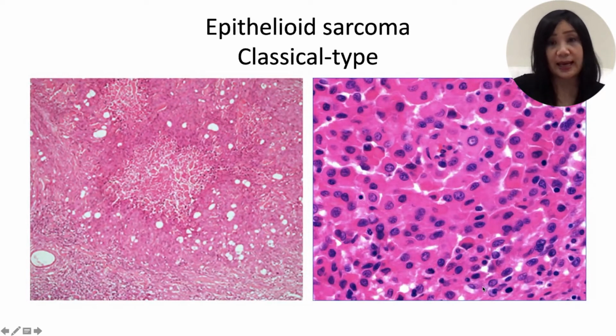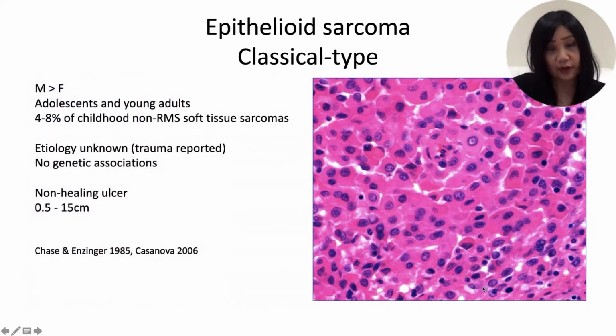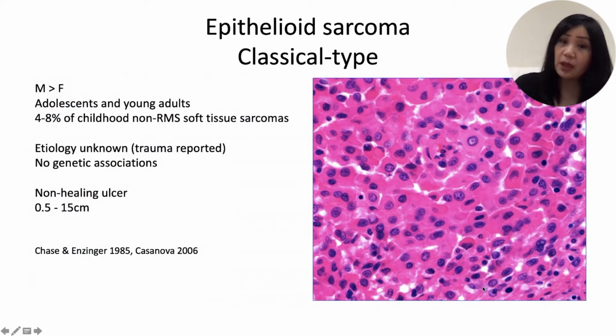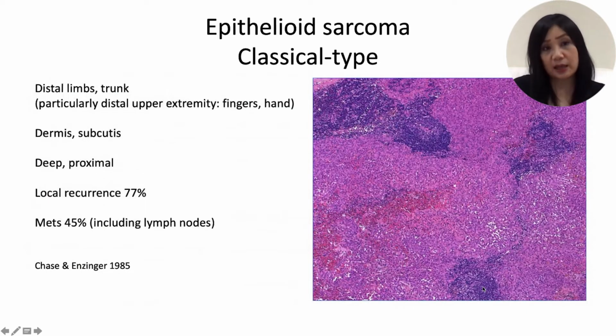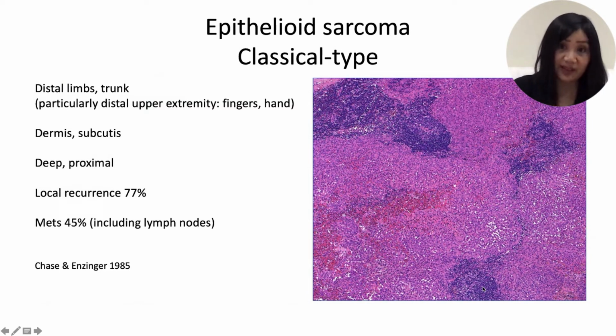So the classical type has this very distinct morphology. It arises in adolescents and young adults. Its etiology is unknown, but these are typically superficial tumours that occur as non-healing ulcers in the skin and extending to subcutis. They typically occur in the distal limb, sometimes the trunk, but on the limbs, particularly the distal upper extremity, so the fingers and hand, are where this tumour predominates.